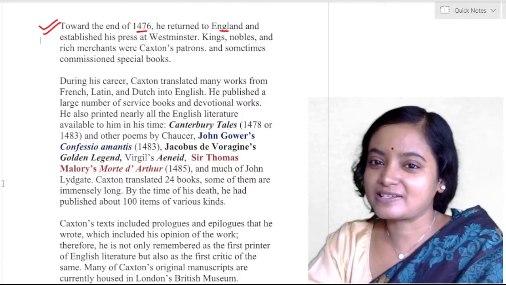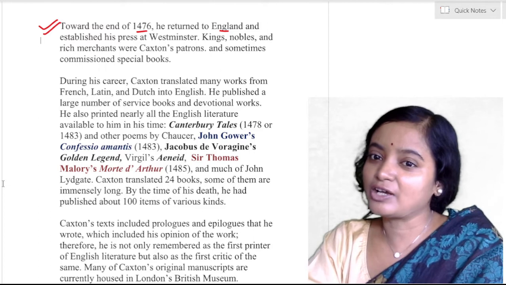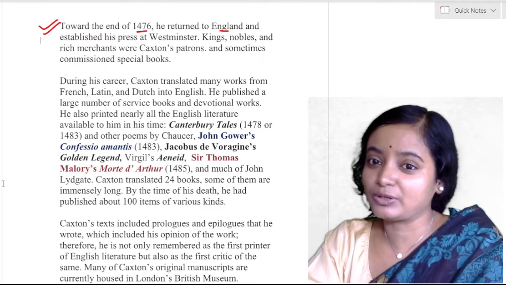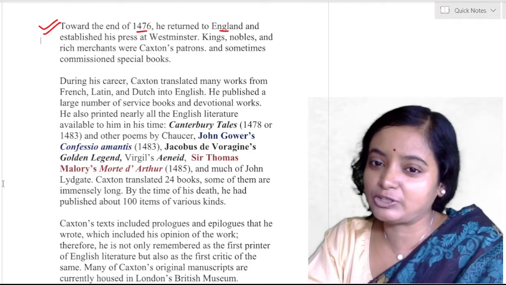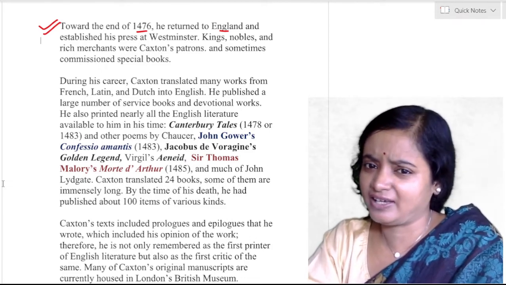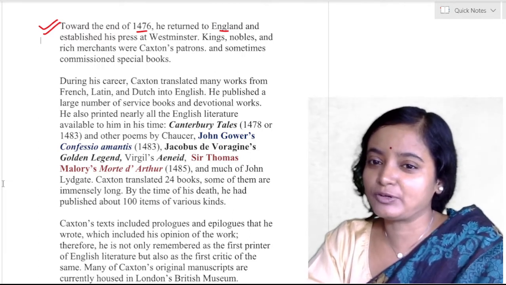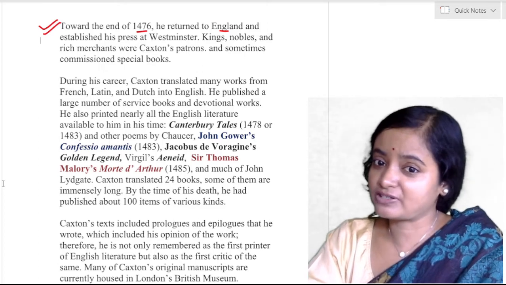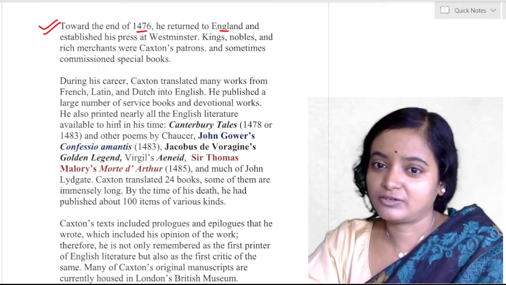Now he published a large number of service books and devotional works also. He also printed nearly all the English literature available to him in his time. The famous literary pieces that were available to him at that time, he published all of them. Canterbury Tales, 1478 or 1483, any time between them. And other poems by Chaucer. John Gower's Confessio Amantis.